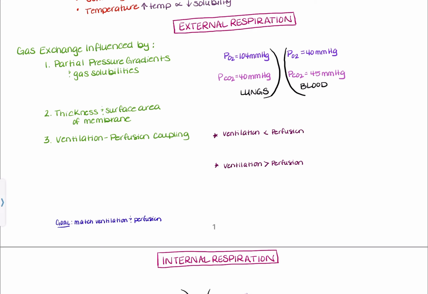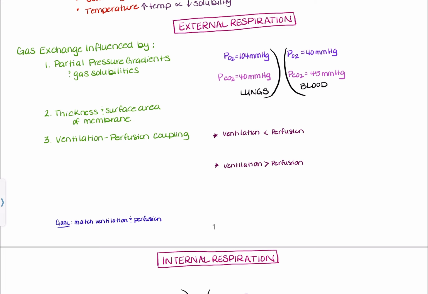When we talk about our blood, because this is the blood that's coming back to our lungs after it's dropped off the oxygen and picked up carbon dioxide, we're going to have lower oxygen levels because we've delivered it to tissues, and slightly higher carbon dioxide because we've picked it up from the tissues. So when we're talking about external respiration, lungs have the highest oxygen, and blood has the highest carbon dioxide.